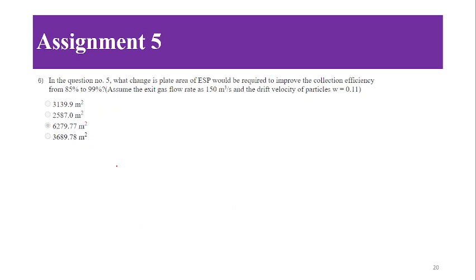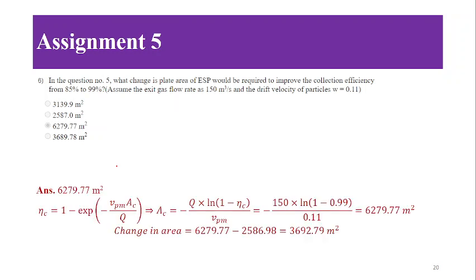In the fifth assignment, in continuation of the fifth question, the sixth question was: in question number 5, what change in plate area of ESP would be required to improve the collection efficiency from 85 to 99%. So now the collection efficiency is increased from 85 to 99%, but how much area needs to be increased for that? Assume the exit gas flow rate as 150 meter cube per second and the drift velocity of particle as 0.11. So this is the relation again, and we just change the collection efficiency here to 0.99.